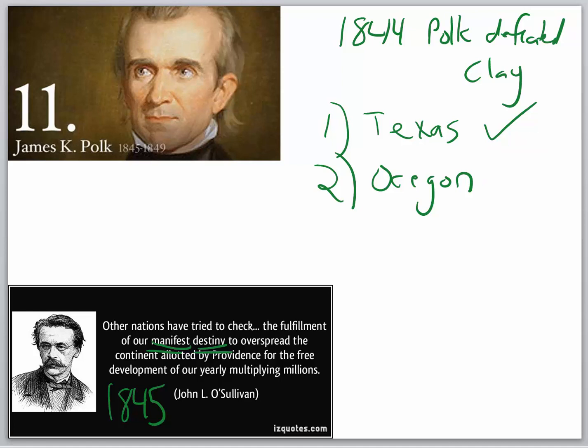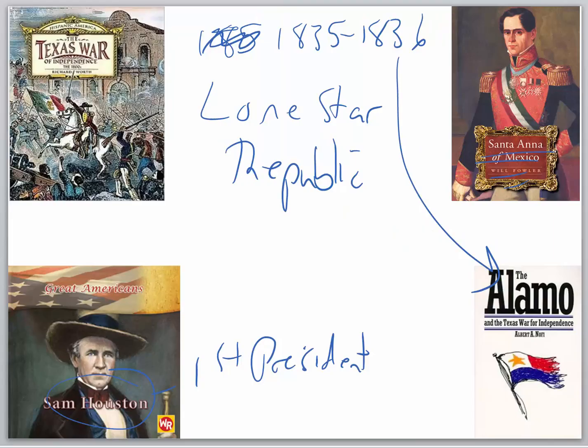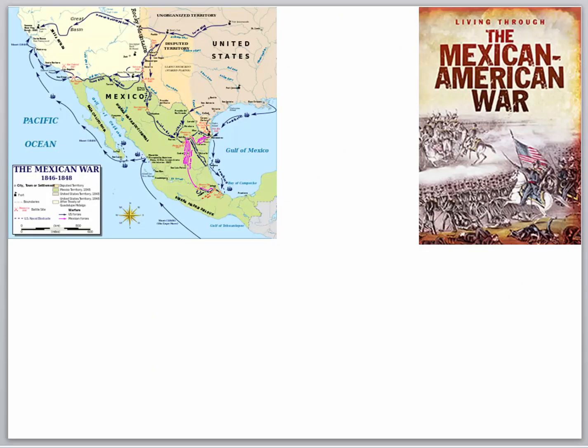Then the last area will be California. His goal was to acquire this area. However, the Mexicans controlled it. So he did make an offer to the Mexican government for California, but their legislature rejected that.